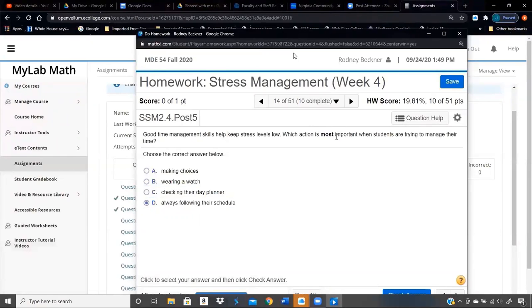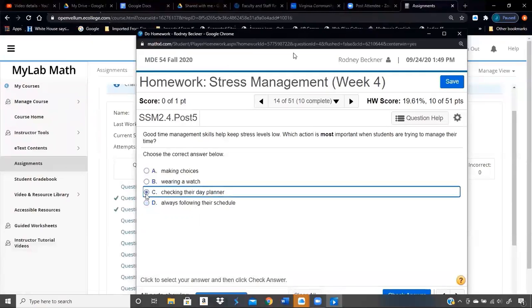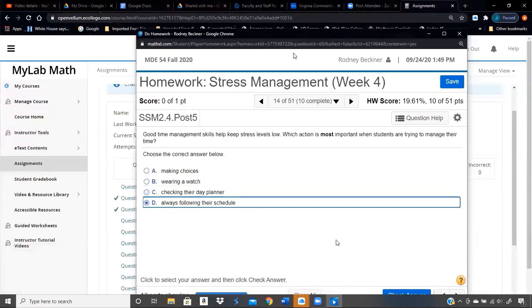So, which action is most important when students are trying to manage their time? Checking their day planner is important to see where they should be, but I would say actually creating that day planner and following that schedule would probably have the most importance.